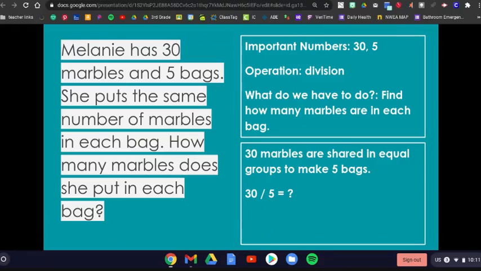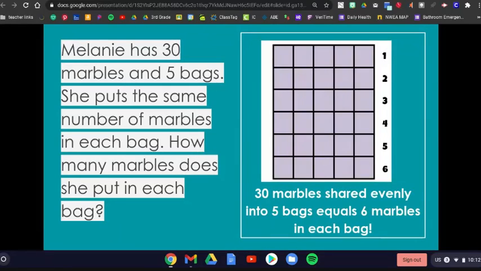Let's see if you are correct. You are indeed correct. Here is an array. Here's a picture that shows 5 groups of 6 things. If there are 30 marbles shared evenly into 5 bags, there's going to be 6 marbles going into each bag. So Melanie has 6 marbles in each bag.